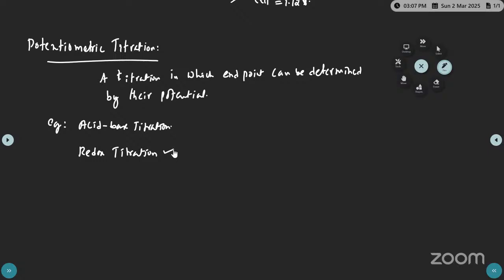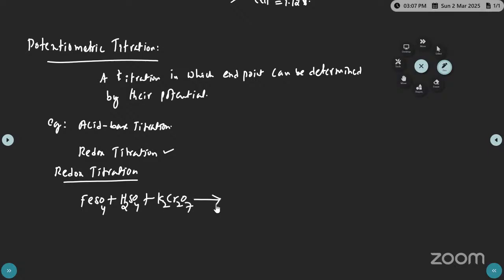In the redox titration, we are taking ferrous sulfate solution, and to this we have to add sulfuric acid, and then titrate with potassium dichromate, K2Cr2O7.